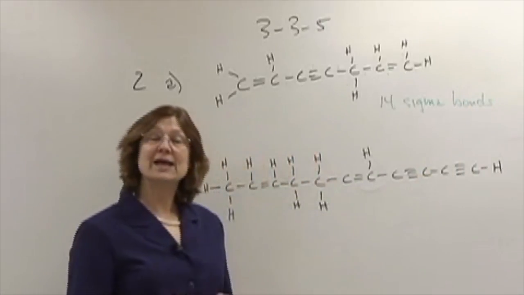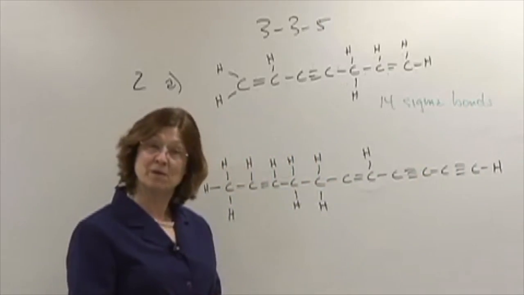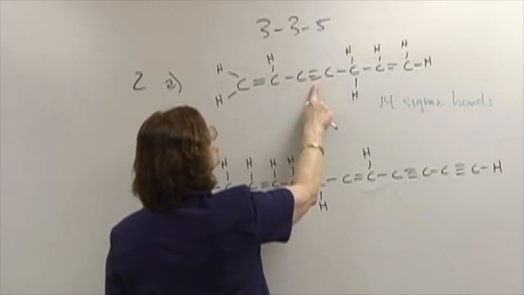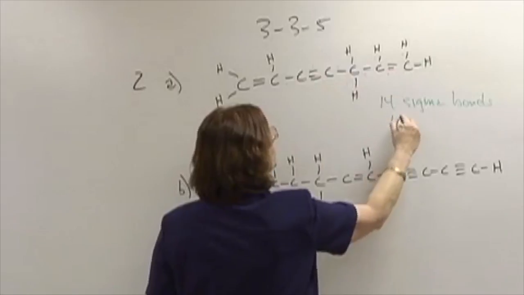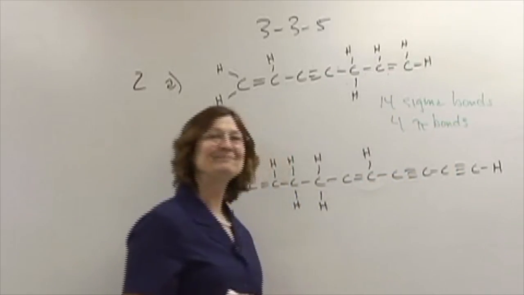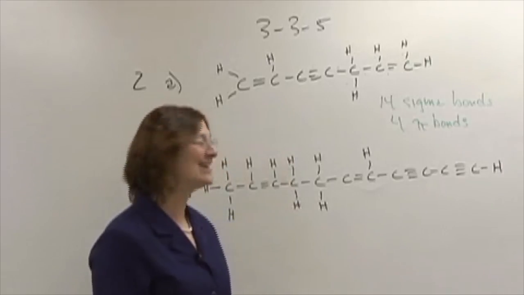A double bond has 1 pi and a triple bond has 2 pi's. Therefore, we have 1, 2, 3, 4 pi bonds in this compound. That's just kind of fun, don't you think?